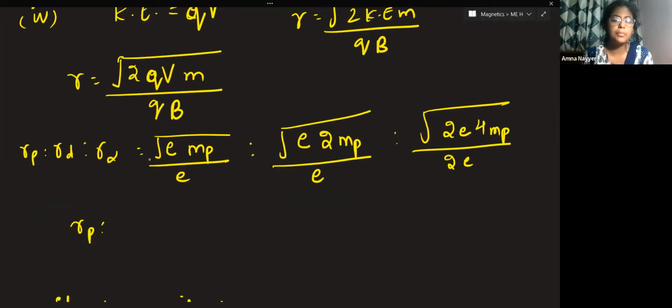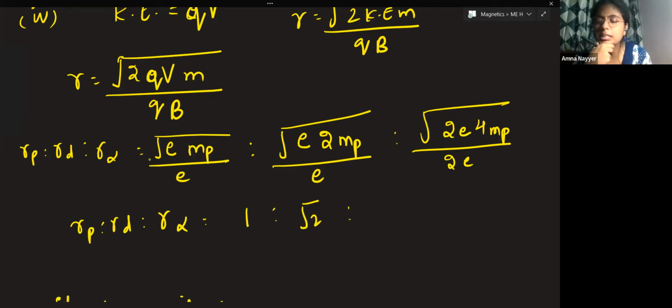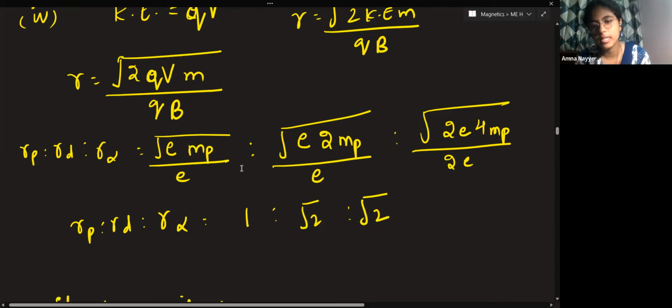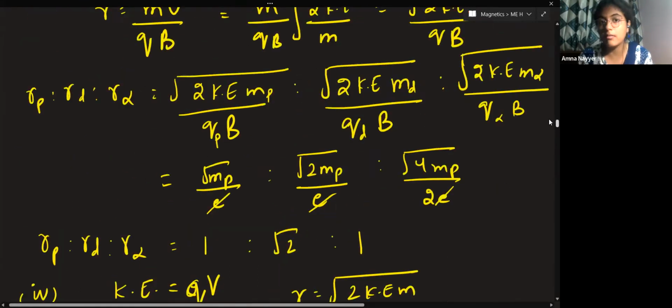From here, Rp is to Rd is to R alpha comes out to be, this whole term will get cancelled, 1. From here, root 2 is left. From here, what is left? The proton mass and charge get cancelled, so that becomes root 8. Root 8 is 2 root 2. So 2 root 2 divided by 2 gives root 2. Fine class, I've solved all the 4 parts. Start noting down these parts. Wherever you're not able to understand, ask me.